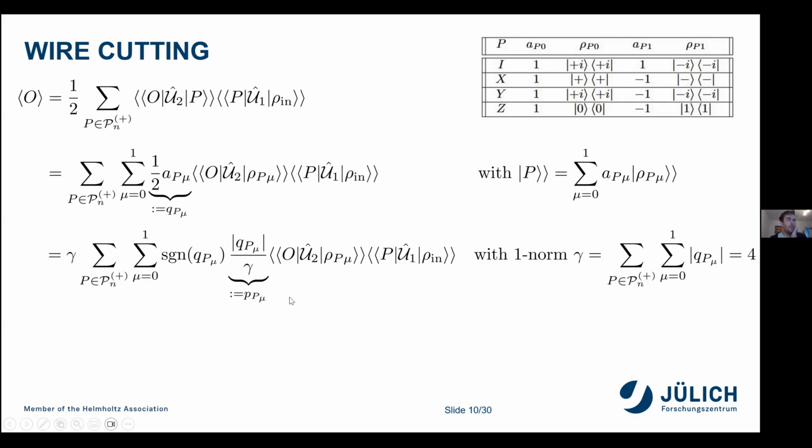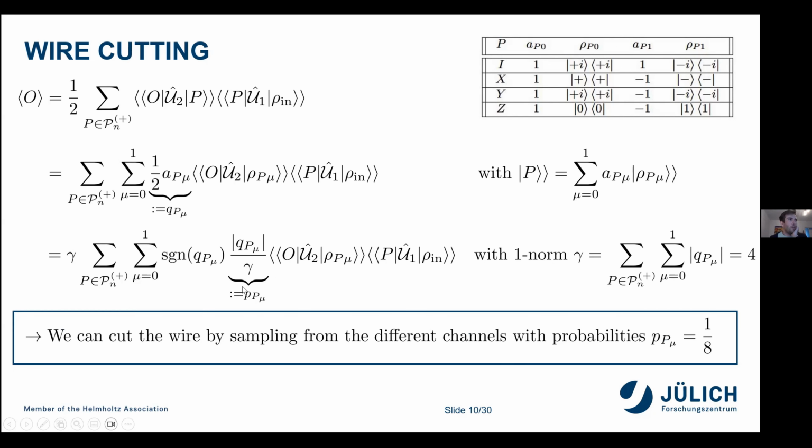And now you have this new expression, and you can check that indeed these prefactors now correspond to probabilities. And so what you can do is to simply sample from these circuits with these probabilities, and you will get an estimate for your expectation value of O. And this procedure is also very similar to what you do, for example, in probabilistic error mitigation.